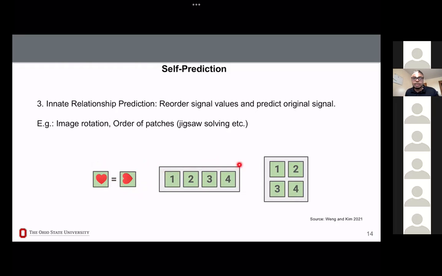There is another task, the jigsaw puzzle task. You divide the image into, say, four blocks, and then you jumble them up, and you try to predict the correct order of these blocks. So you try to solve this jigsaw of patches and reconstruct the image. That's another form of self-supervised pretext task.